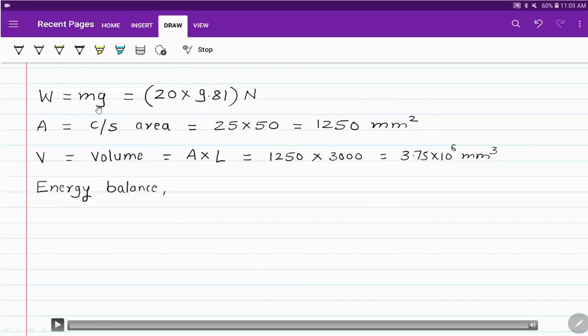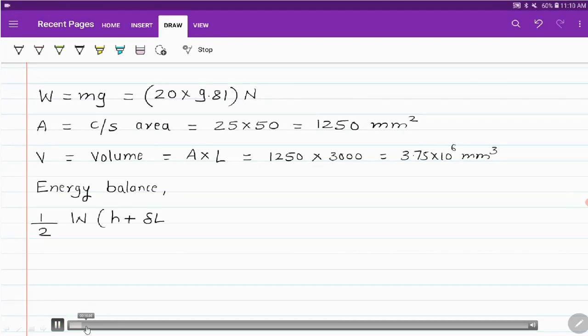So W is equal to mg, that is mass into gravitational acceleration. Mass is in kg and gravitational acceleration is in meter per second square. Cross sectional area is 25 mm into 50 mm, that is mm into mm, so it is mm square. Area is always in mm square, so it is 1250 mm square. Volume is area into length. As area is in mm square and length is in mm, it is in mm cube, so it is 3.75 into 10 raised to 6 mm cube.